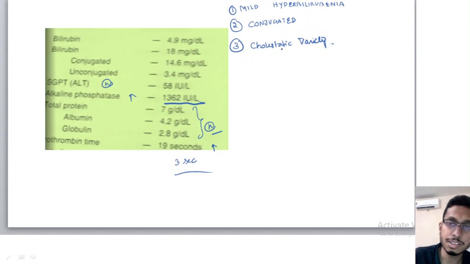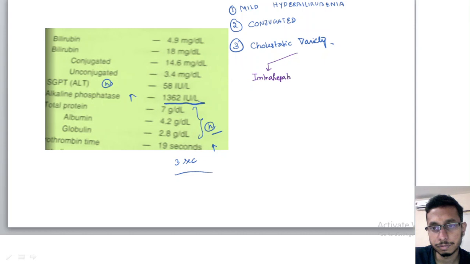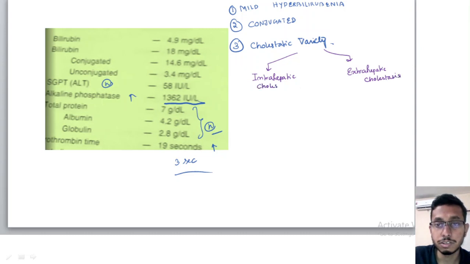So once you know it is a cholestatic variety, cholestatic jaundice, the thing you need to keep in mind is whether it is intrahepatic cholestasis or extrahepatic cholestasis. Okay, intrahepatic cholestasis or extrahepatic cholestasis.